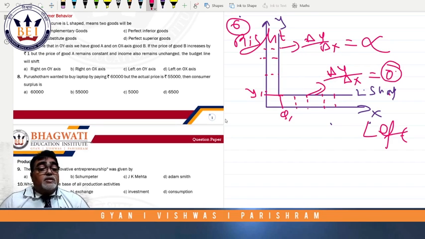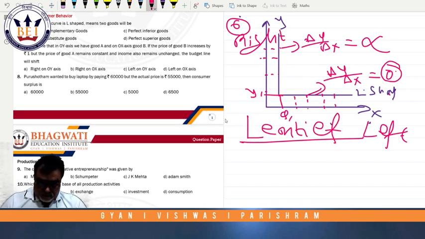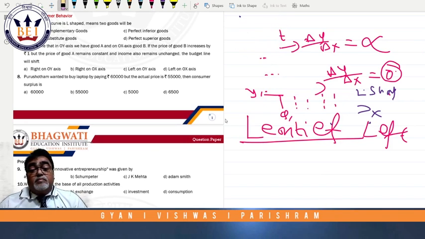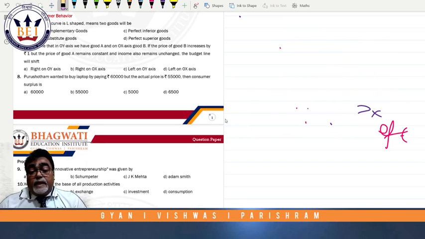So the answer of 6 should be A. Perfectly, and for your knowledge, it was first given by one of the greatest economists, Professor Leontief. It is also called L-shape, right angle shape, or Leontief shape. Just for your knowledge, I said. The answer would be perfectly complementary goods, that is A.